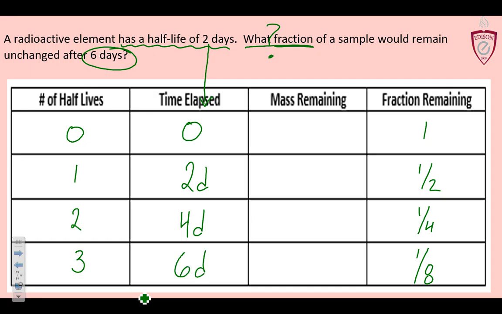And oh, look, I hit 6 days. What fraction would be remaining? 1/8. It doesn't give me a mass in the problem, so I'm good there. So you don't use that part of the chart? Not this time. Okay. Any questions? I didn't hear any. Okay, moving on.